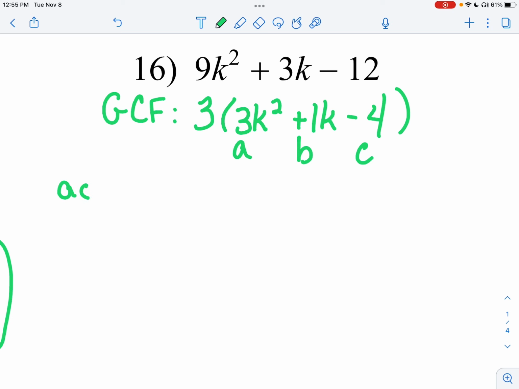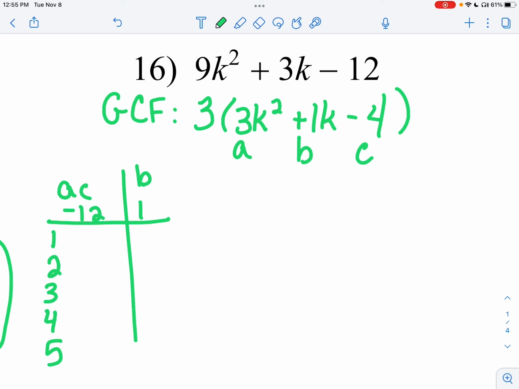So when we go to our A, C, and B chart to get our numbers to work, A times C makes negative 12, and B is 1. I do promise it's one of these pairs to multiply to negative 12. For example, is it 1 times negative 12 and then add to 1? No, it is not. 2 times negative 6 to add to positive 1? No, it is not. 3 times negative 4? That will add to negative 1. So remember that rule. Change, change, change.